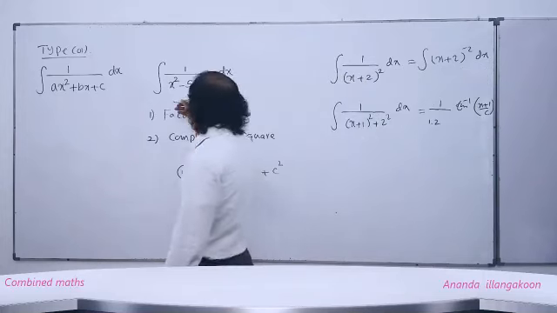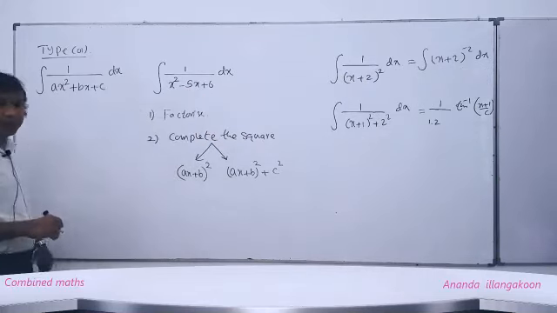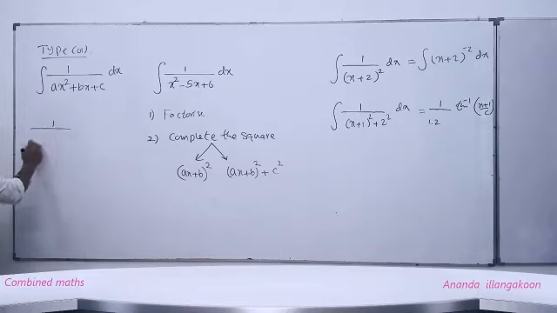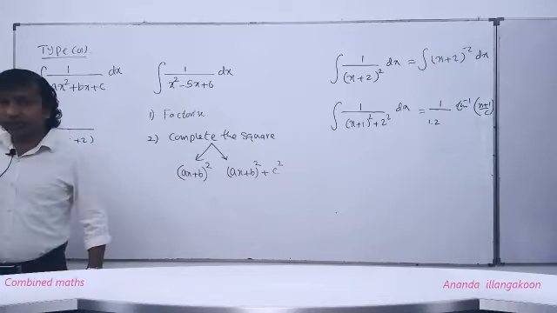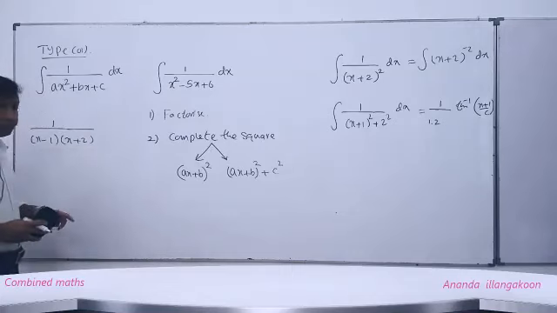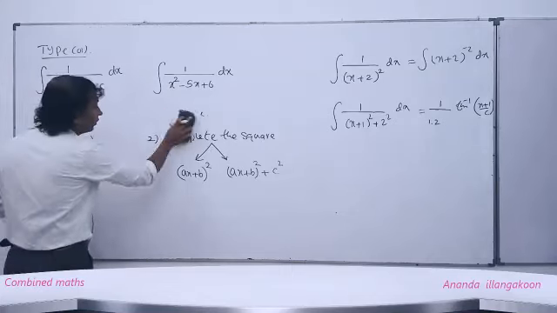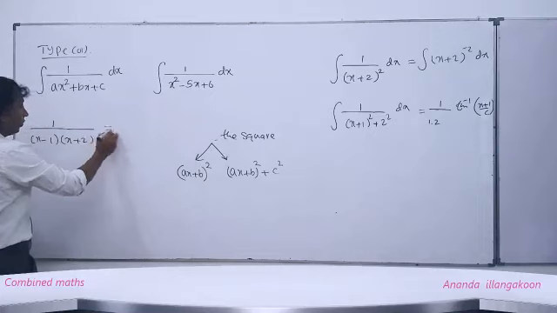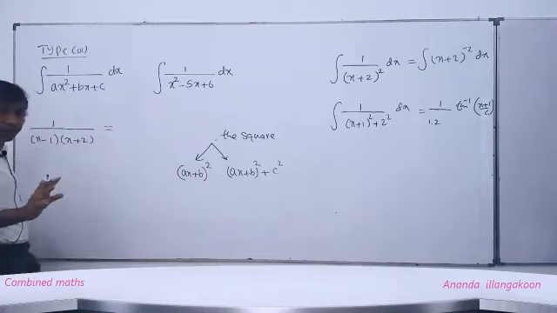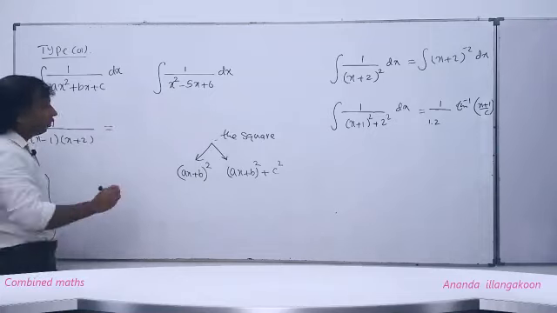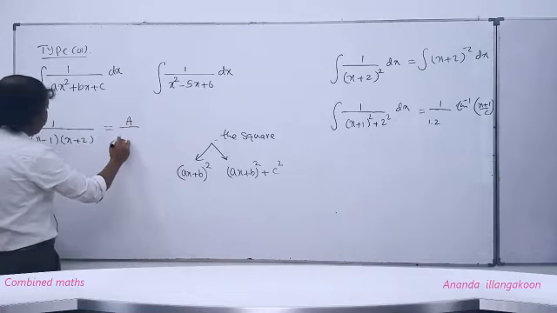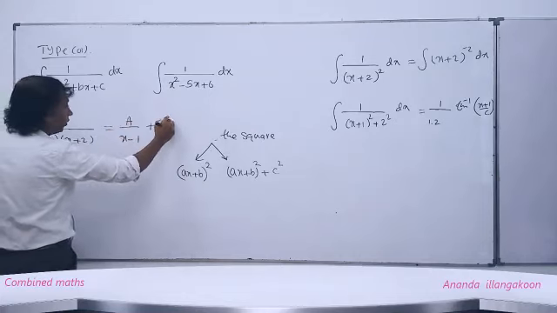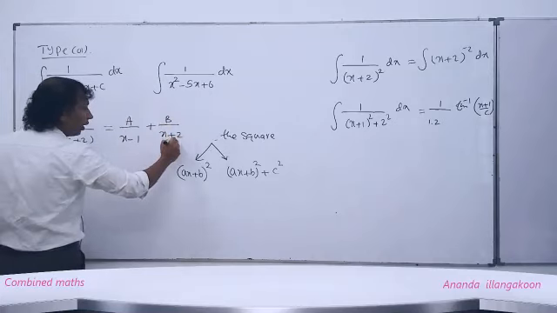And if the denominator is factorable, we get it like this. Suppose in this way we get two factors. Then how to integrate this? The way of integrating this is we write the partial fractions of this. What are the partial fractions of this? Non-repeating linear factors we have in the denominator. So how do you write the partial fractions? A upon x minus 1 plus B upon x plus 2. This we write as the partial fractions.